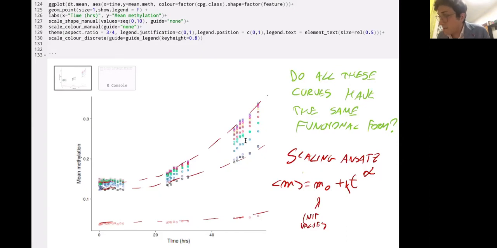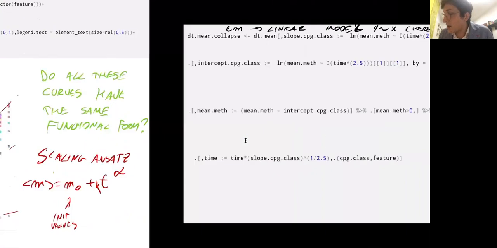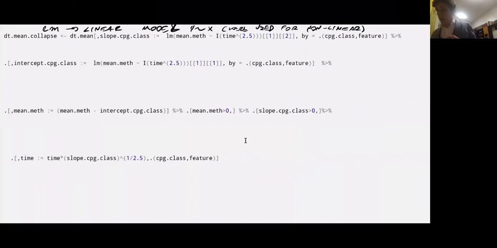But is it true? And so then we have to test it. How can we test it? This is just very quick code on basically how to do it. The first thing here is we create a new data table, which we call dtmin collapse. Well, already this is a spoiler, but you're going to see what's happening. And so we take dtmin, we create a new column that is called slope CPG class.